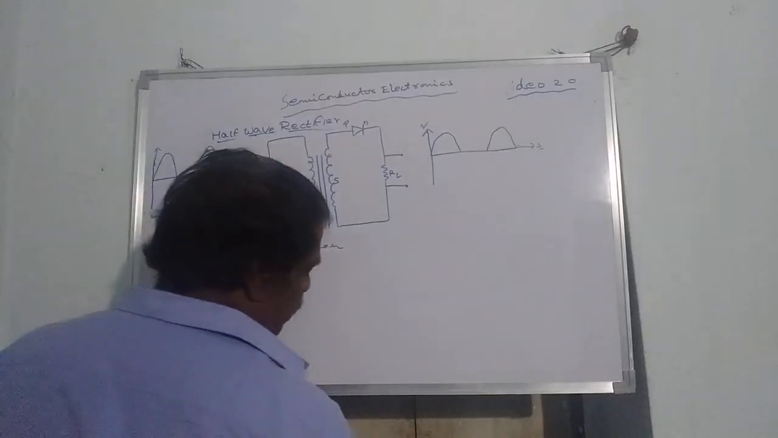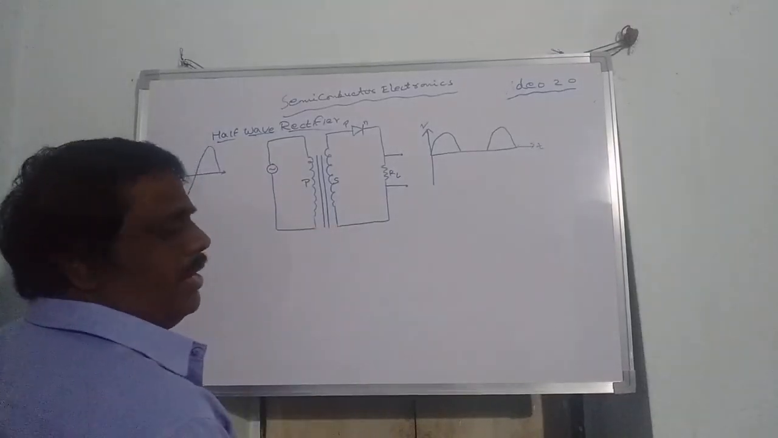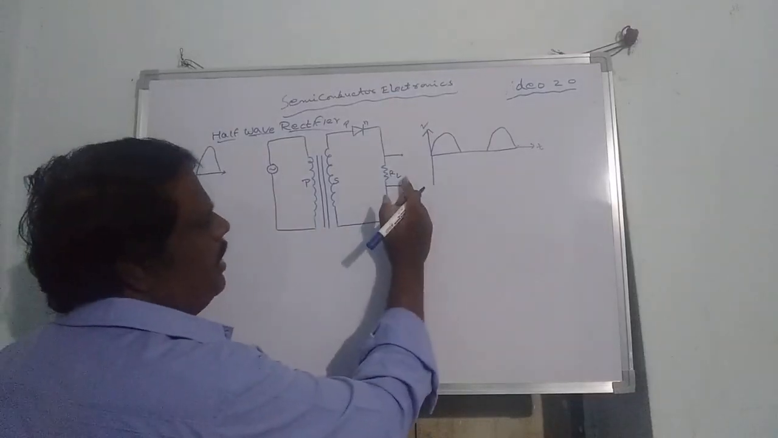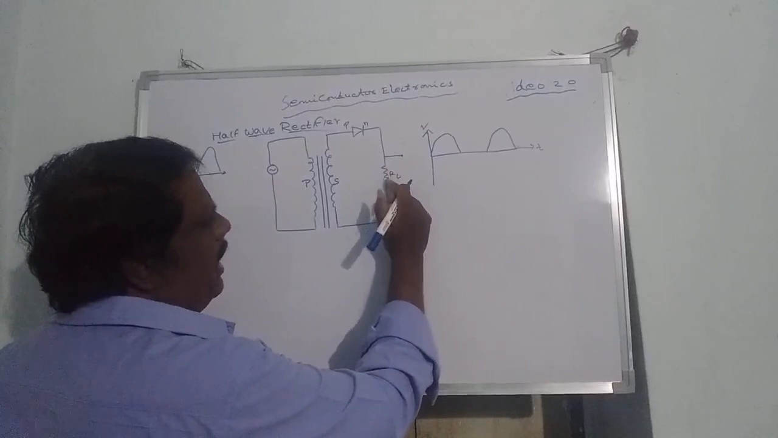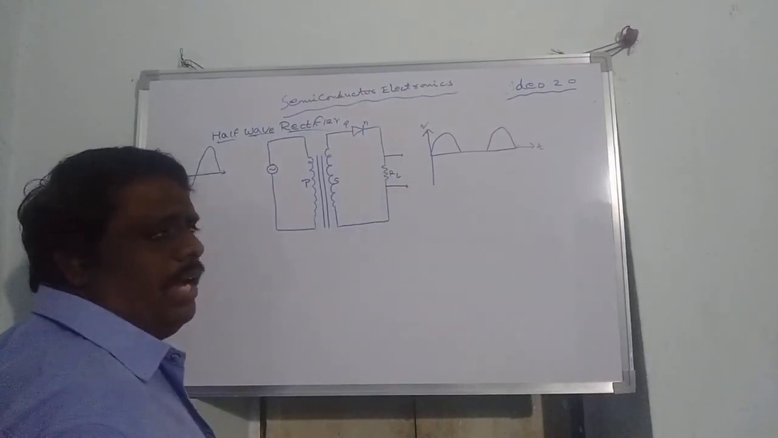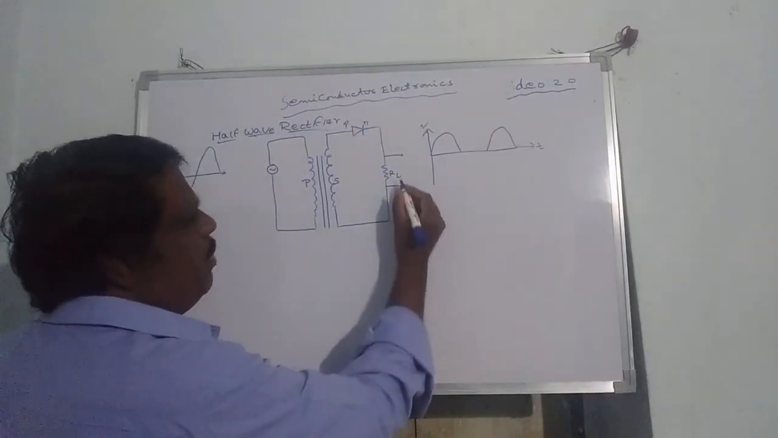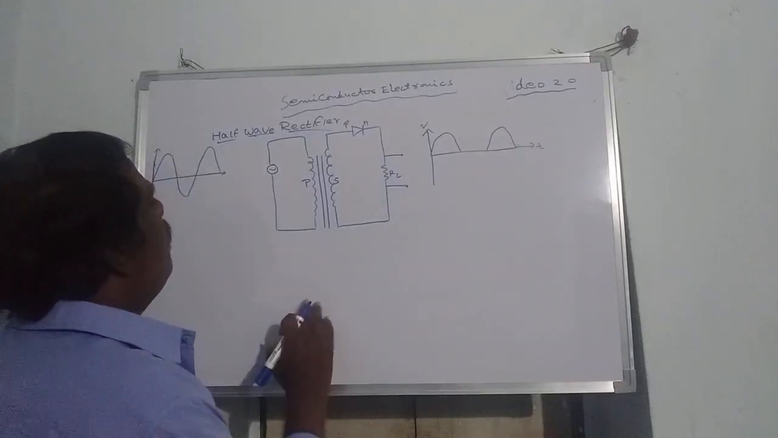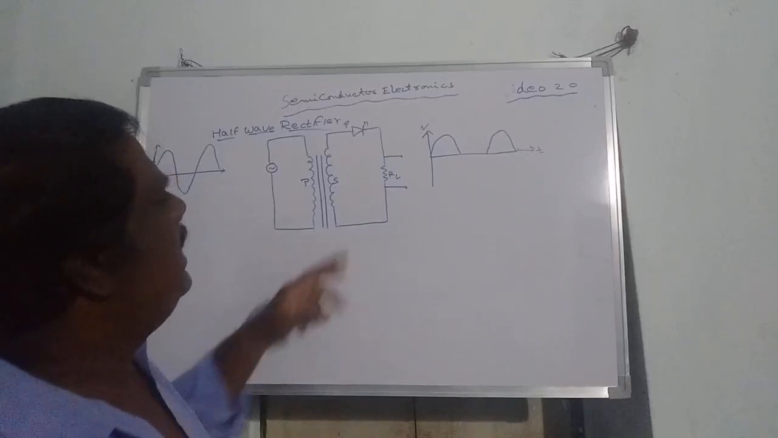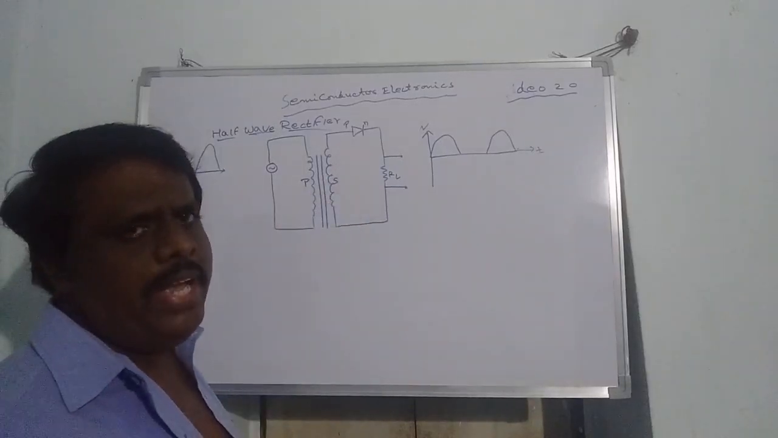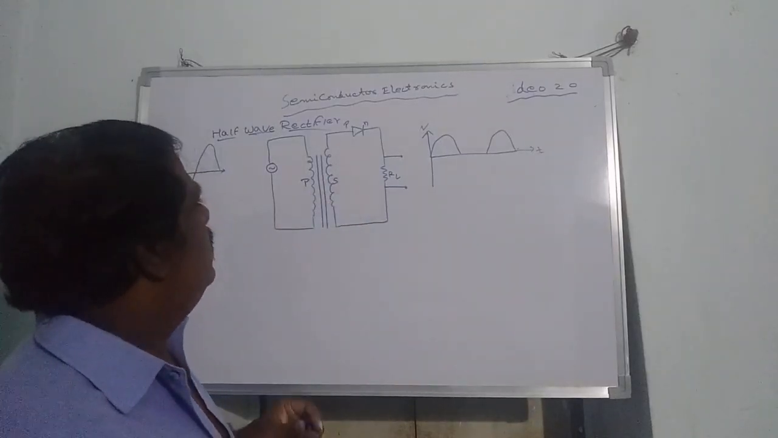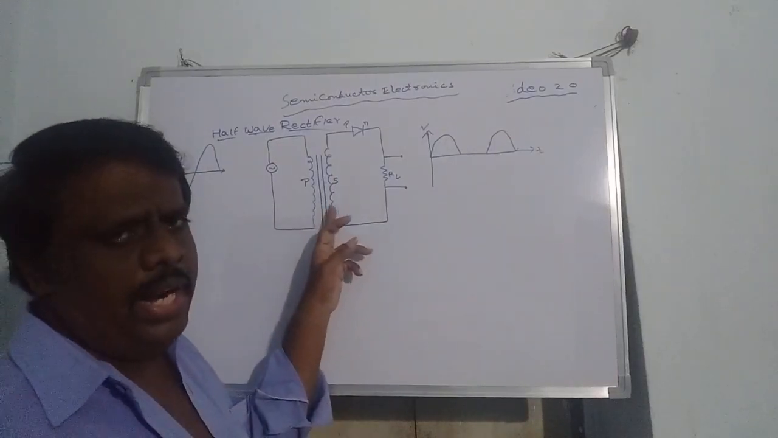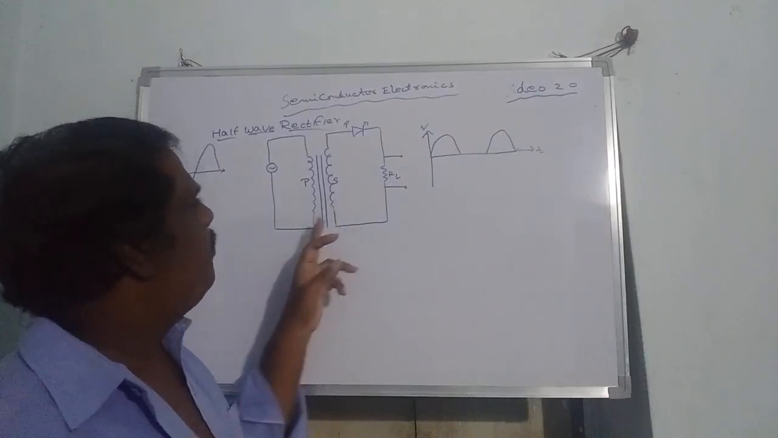So generally, we give the input as an AC signal and we collect the output through the load resistance. Load resistance is denoted with R suffix L. So a half-wave rectifier is made with a single diode, a single PN junction diode. It also consists of a primary transformer coil and a secondary coil.